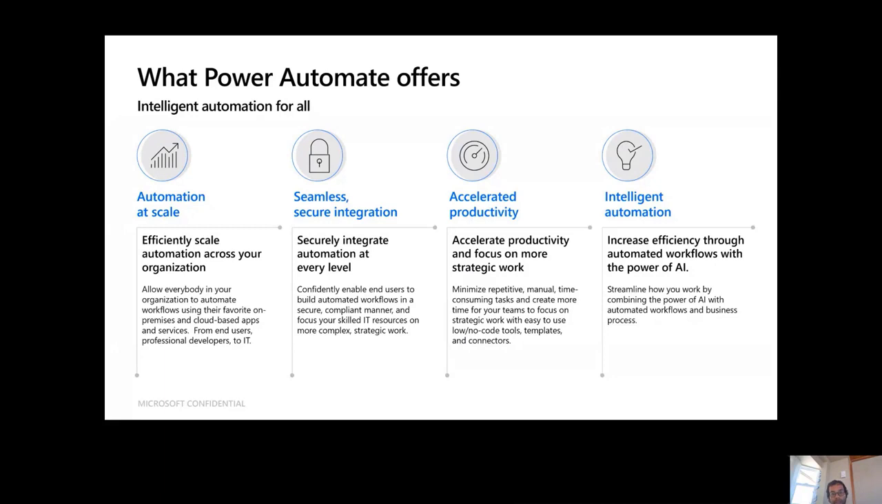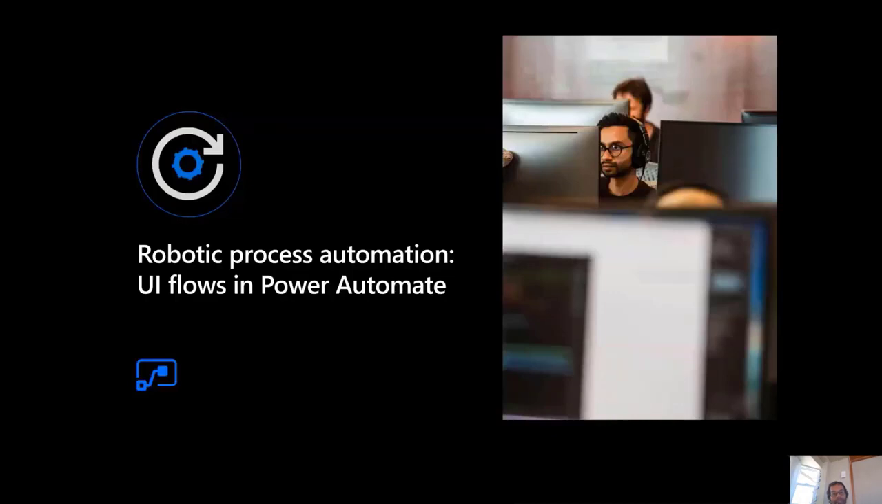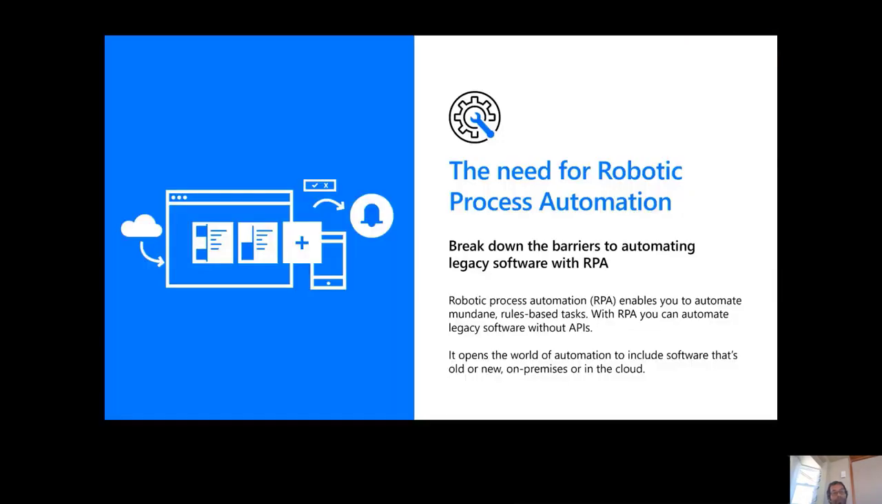It's seamless and secure. It's simple to use with a visual drag and drop model, and with the inclusion of AI through AI Builder that we saw earlier, now it's easier to build intelligent automation, which you can use for invoice processing, for example. And the newest component in our family is RPA, which is robotic process automation.